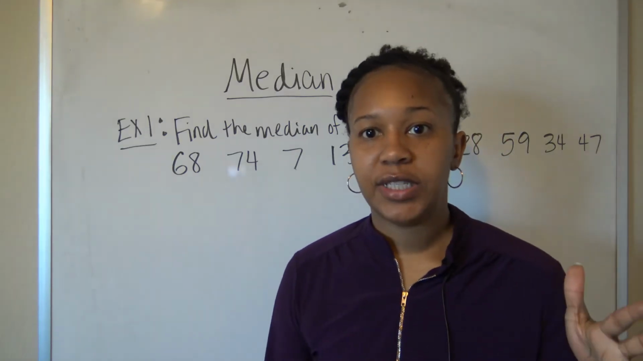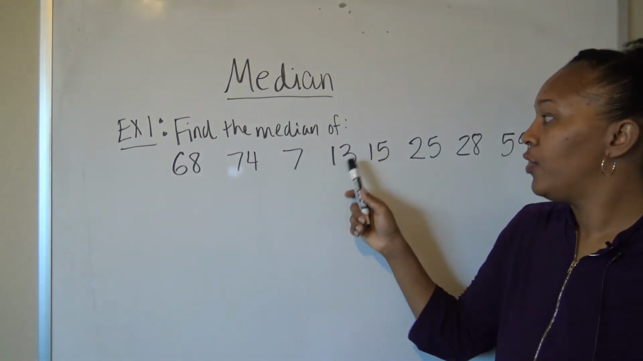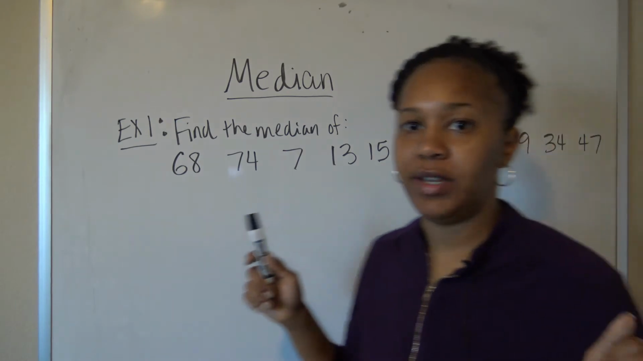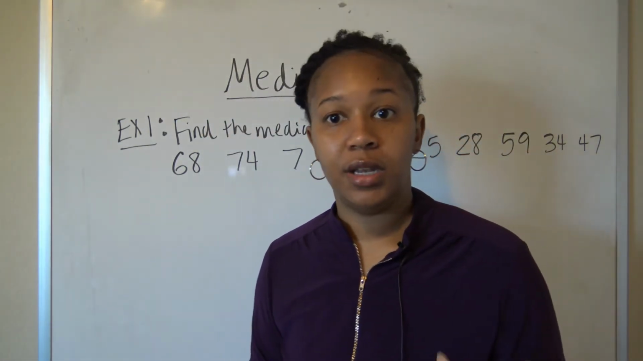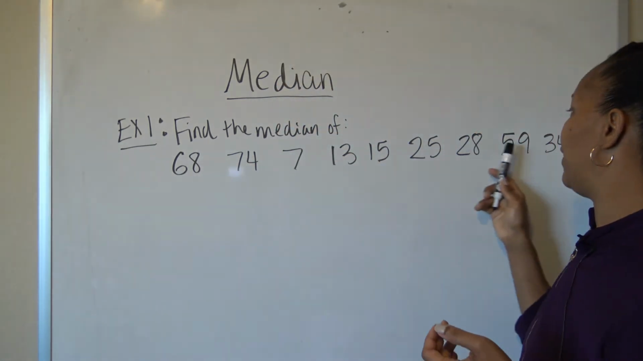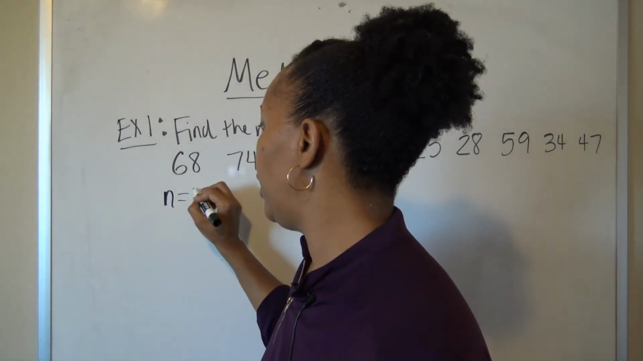Okay, so for this first example, we have this data set that has 68, 74, 7, 13, 15, 25, 28, 59, 34, and 47 in it. You can see over here the last number. And we want to find the median of this data set. So we have 1, 2, 3, 4, 5, 6, 7, 8, 9, 10. We have 10 data points. So our n would be 10.